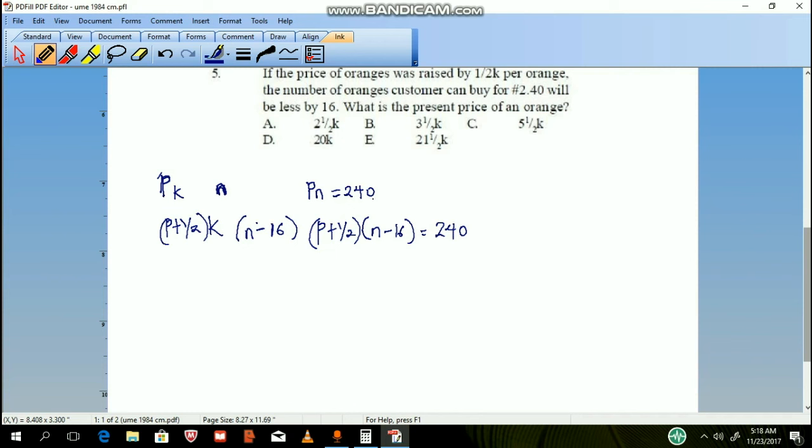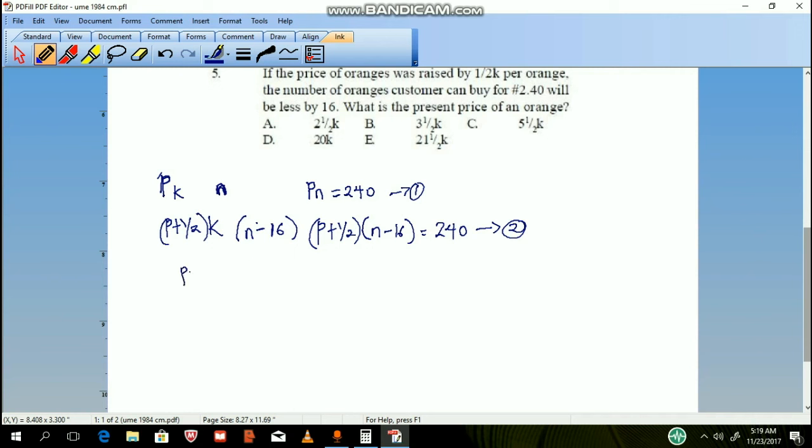So what is the present price of the orange? So we are looking for P, the present price of the orange. Let's call this equation 1, and we'll call this equation 2. So if I solve these two equations, we should get the value of our P. You can decide to solve it a couple of ways. But first, let's start with equation 2 by expanding equation 2.